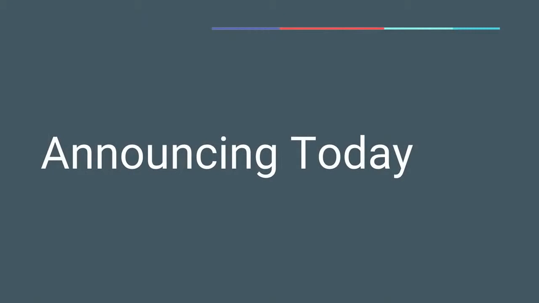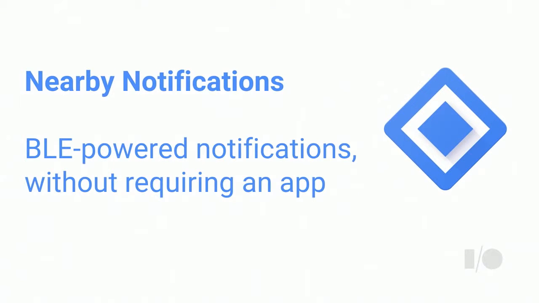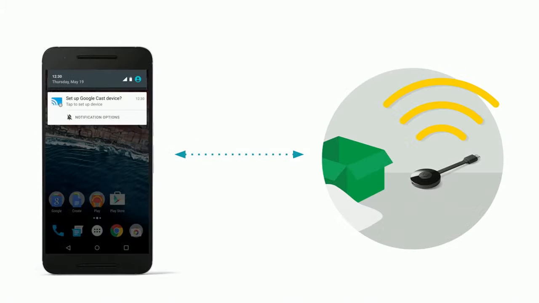We want to solve this problem. So today, we're announcing a new feature in Android for you to know about relevant nearby experiences surfaced through BLE from the things around you. And we're calling this Nearby Notifications. So how does it work?